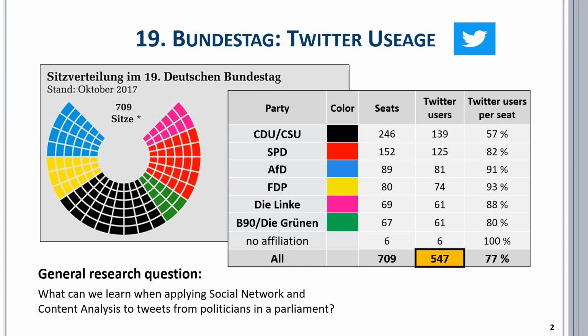Now let's take a look at the current Twitter usage in the Bundestag. There are 709 members of the Bundestag. 77% of them have a Twitter account. So that means there are 547 users on my list. And my general research question is, what can we learn when applying social network and content analysis to tweets from politicians in a parliament?